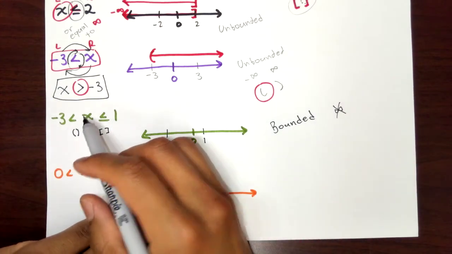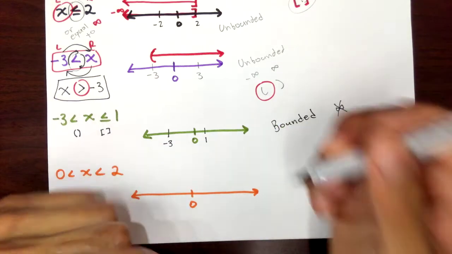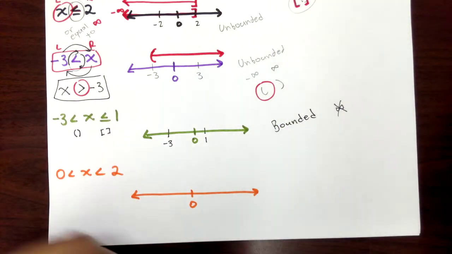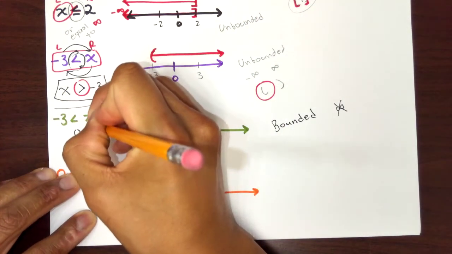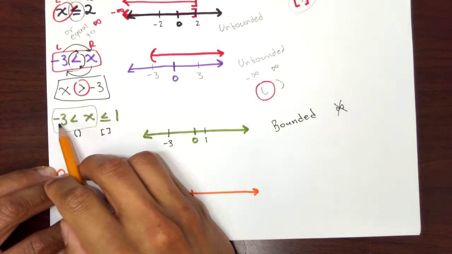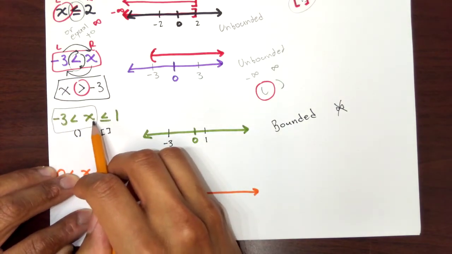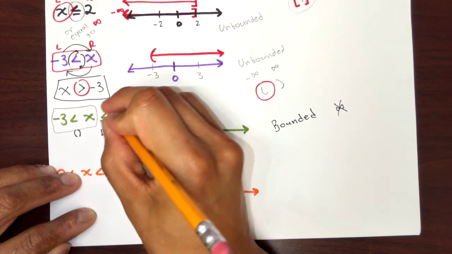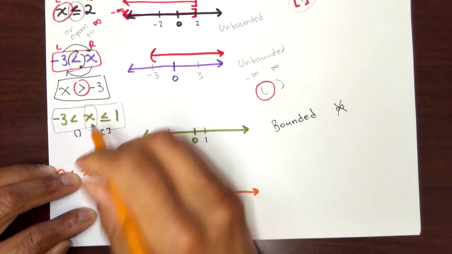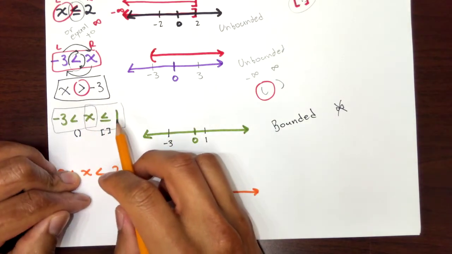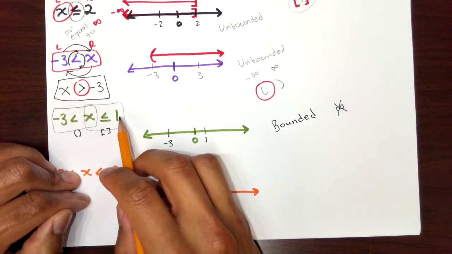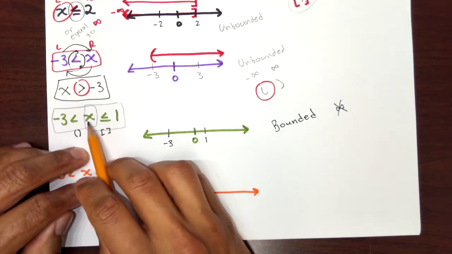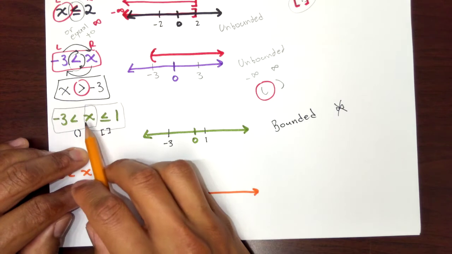So if you look, the best way to do this is to think about two different relationships. Let's start with one relationship right here, which is that -3 is less than x. And then the second relationship would be this one right here, that x is less than or equal to 1. Let's actually start with this one since the x is already on the left side.